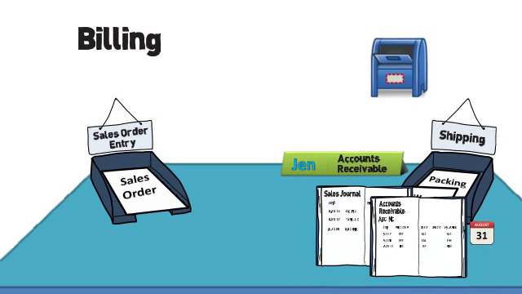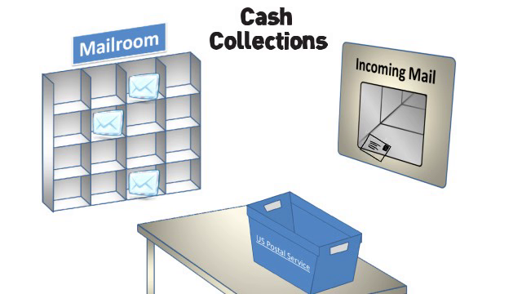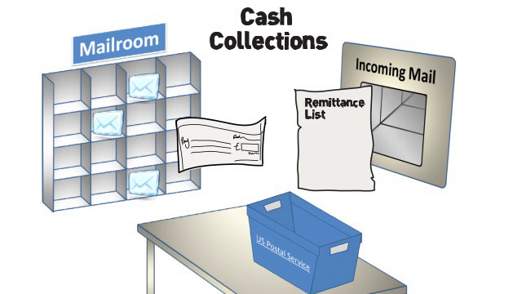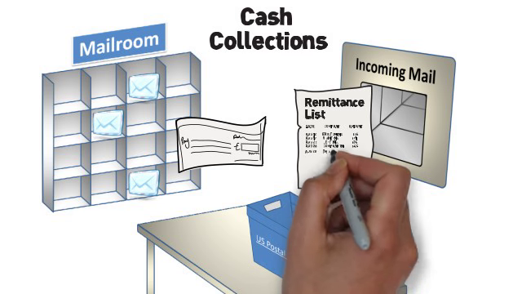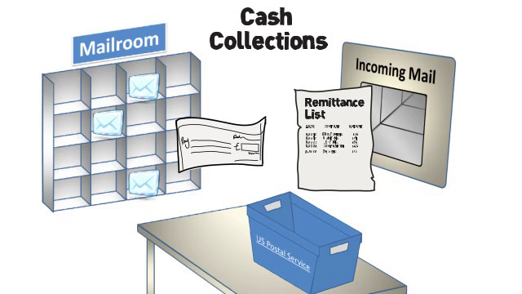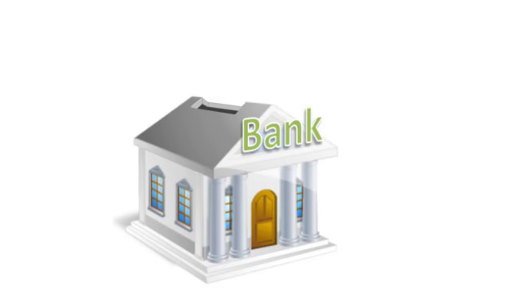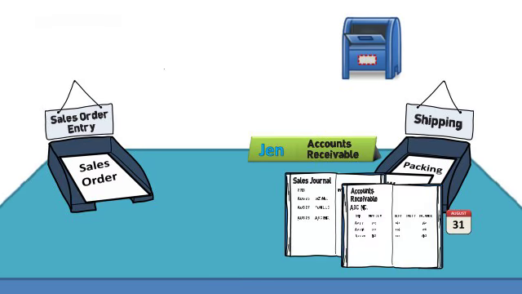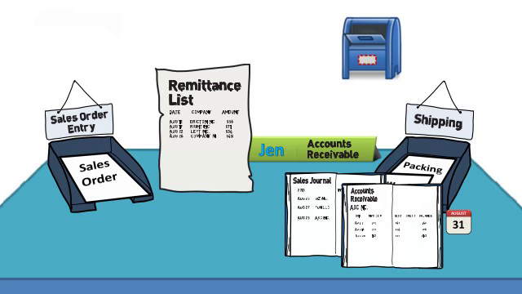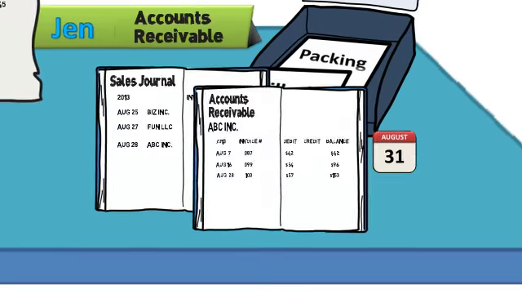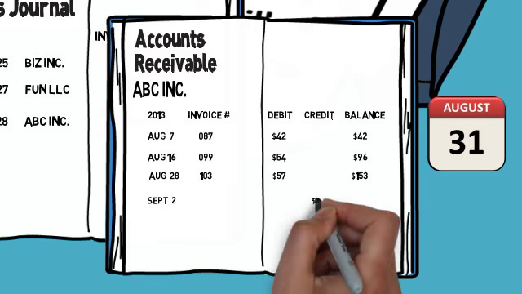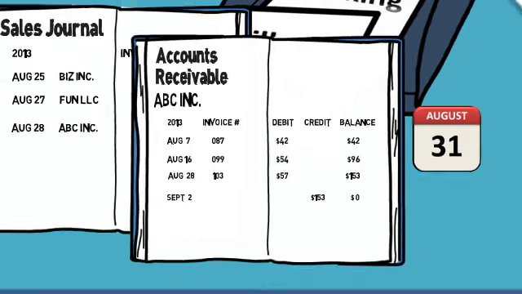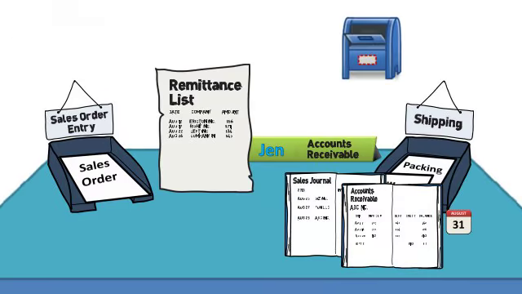The cash for this sale is then collected when the customer pays this invoice. After the payment comes in, it is recorded on the remittance list, and the payment is deposited in the bank. The remittance list is then sent over to accounts receivable, where Jen updates this company's accounts receivable and then files away the remittance list.